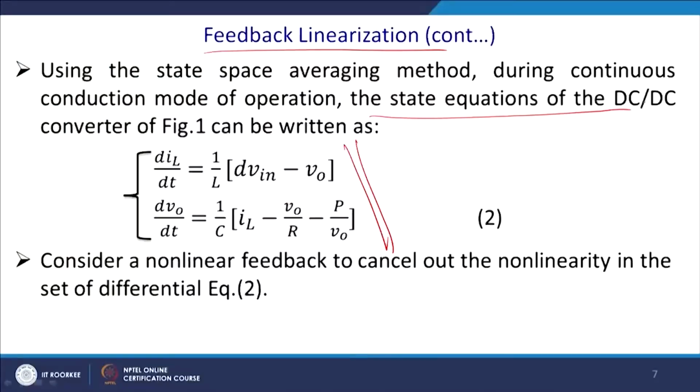And thus the state equation of the DC to DC converter of the figure is L dI/dt equal to 1 by L (V in minus V 0). Similarly, C dV 0/dt equal to 1 by C (I L minus V 0 by R minus P by V 0). And now consider a linear feedback to cancel out the nonlinearity in the system of equation 2. You can see that this will have a nonlinearity, because you can have a V 0 in the denominator as well as the numerator.